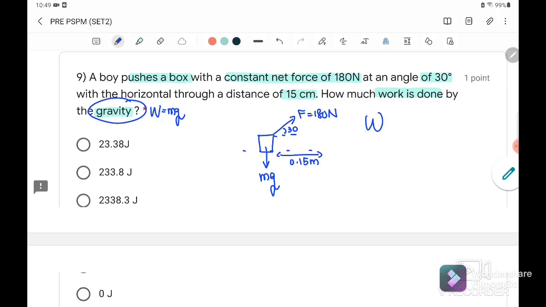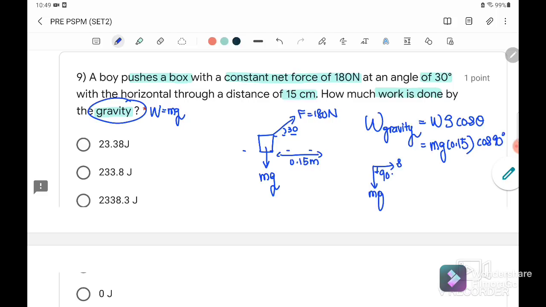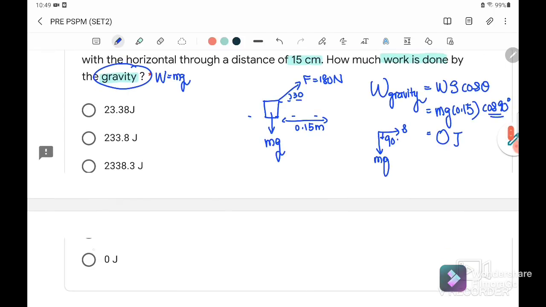Work done by gravity is the weight times the displacement times cos theta. Weight is mg, and displacement is 0.15. The problem is that the angle between gravity and displacement is 90 degrees, so it's cos 90, and we know that cos 90 equals 0. Therefore, the work done by gravity equals 0 joule. So the answer here is D.